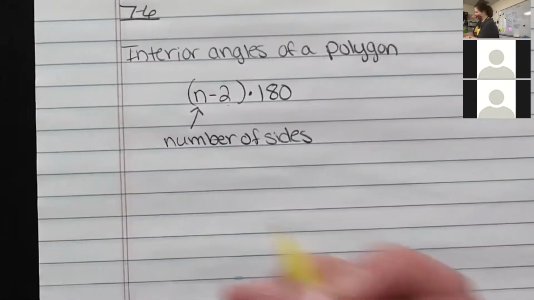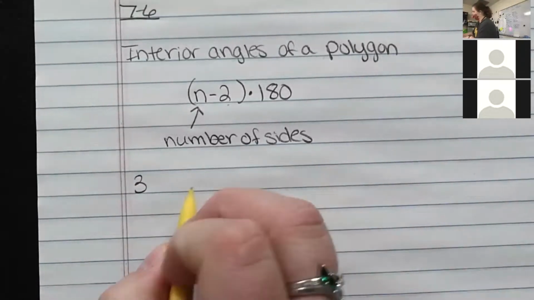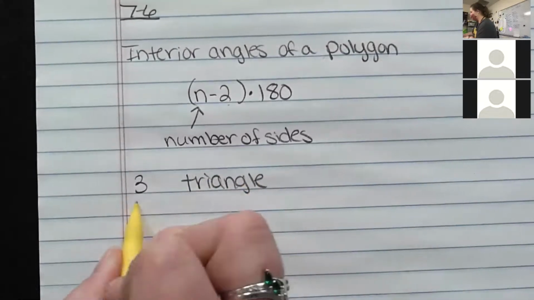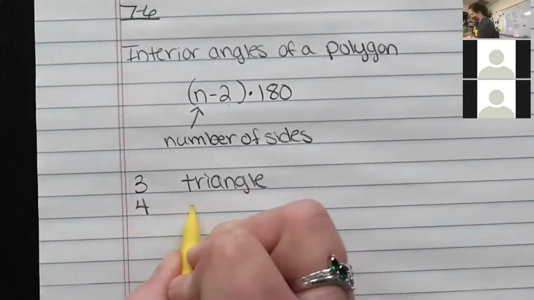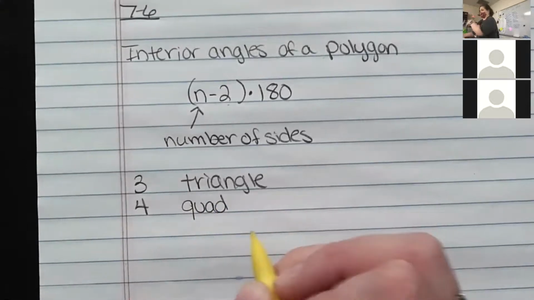Here we go. Let's talk about the fancy names. If it has 3 sides, what's it called? Triangle. 4 sides? Nope. Square is a specific type of this. A rectangle is a specific type of it. I heard some say quadrilateral. So you guys aren't wrong. Those are 4-sided figures, but there's special types of quadrilaterals.